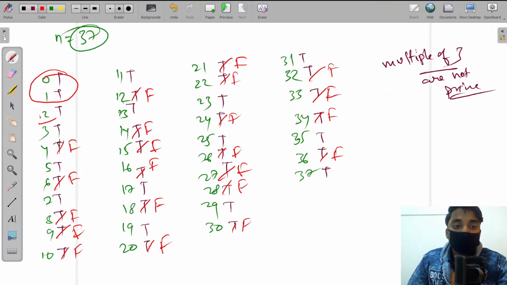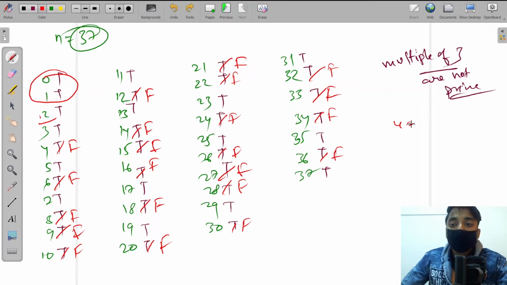Now it will go for the next value, which is 4. Here when it comes to 4, it will check 4 is already false. This means 4 is a multiple of a previous number. So should we unmark all the multiples of 4? If 4 is a multiple of a previous number, this means all the numbers which are multiples of 4 are already unmarked. Here 4 is the multiple of 2.